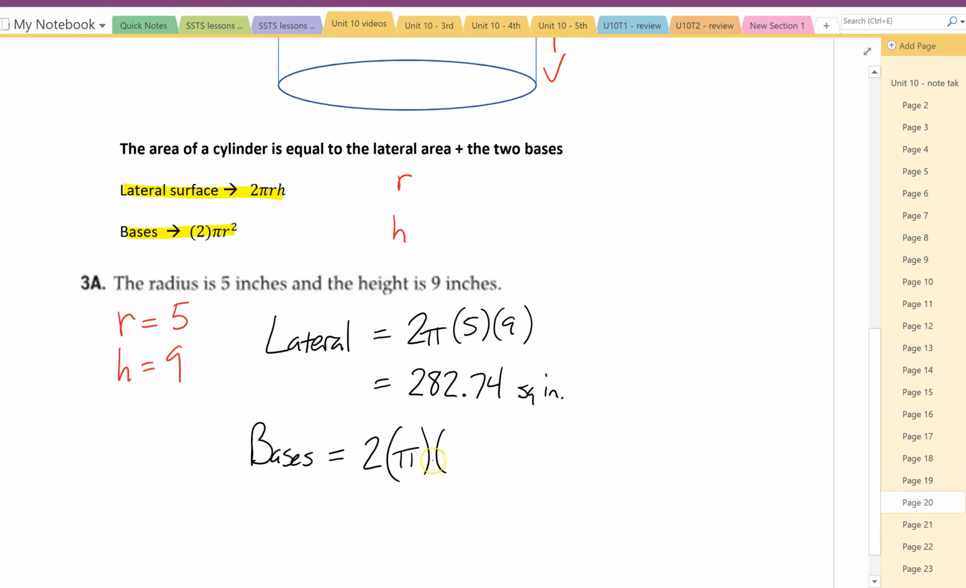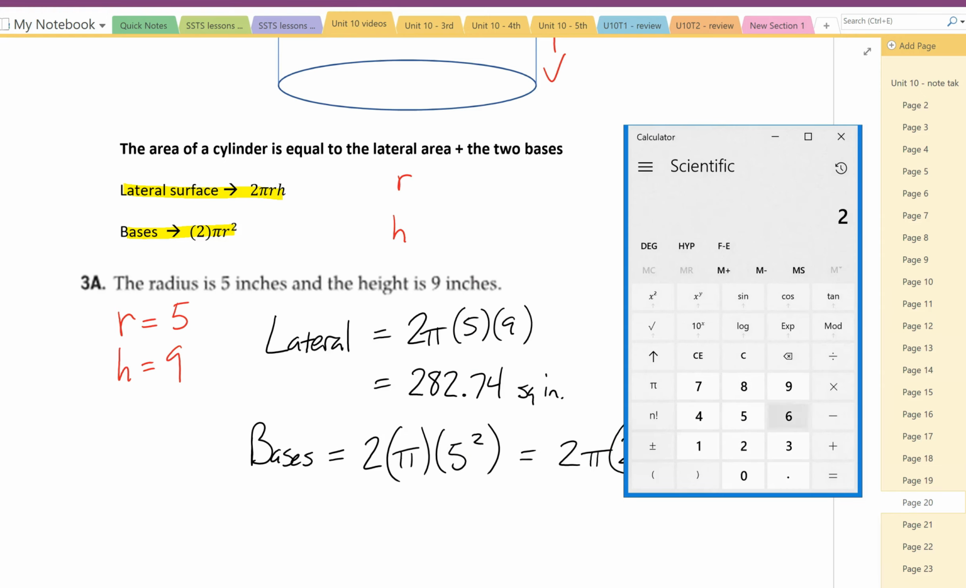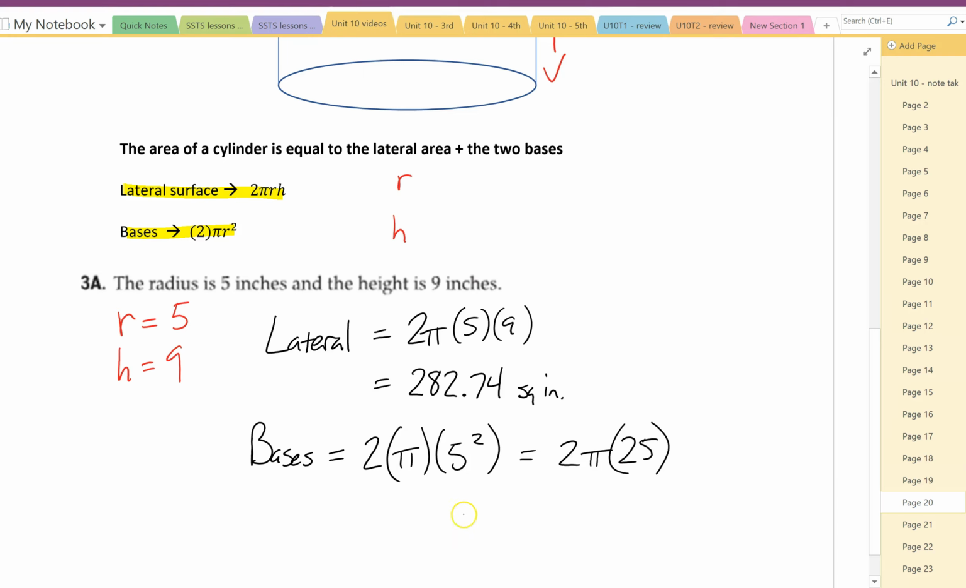And I know from the problem that the radius is 5 inches. I'm going to square that. I know that 5 squared is 25. So instead of writing another step here, I'm just going to say 2 pi times 25. And now, just like I did up here, it's just multiplication. So 2 times pi times 25 equals 157. We'll call it 157.1. And that's also in square inches.